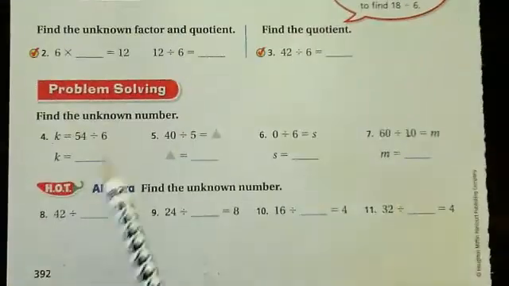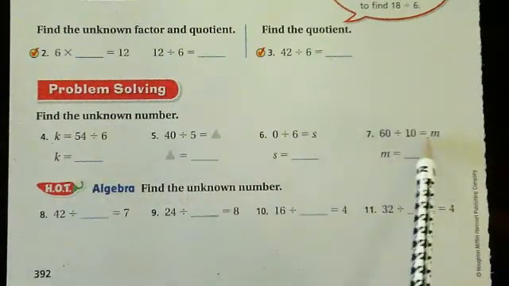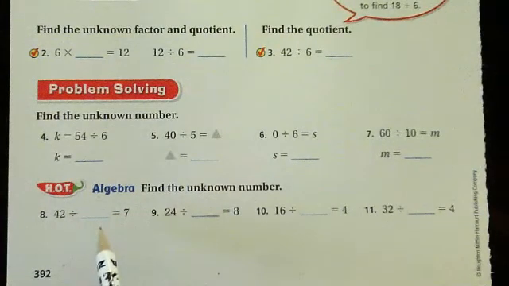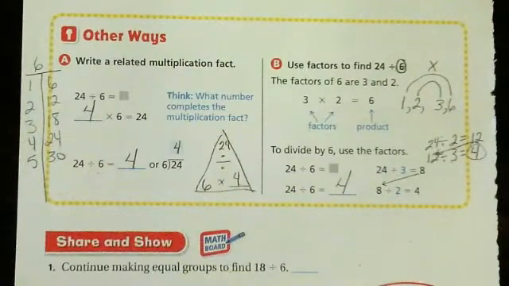Problem solving. Find the unknown number. On this first part, it looks like you're finding the quotient. On the second part, it looks like you're finding the divisor. So using your fact families, this strategy might be a really good idea. All right, when you're finished, double check your work, please.